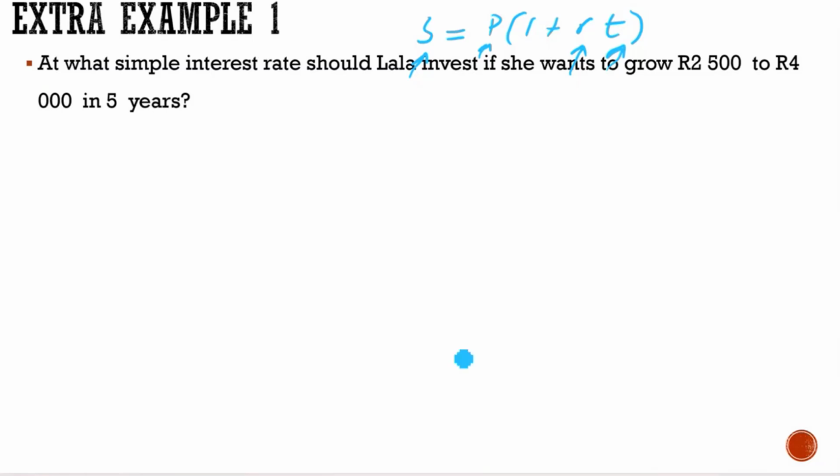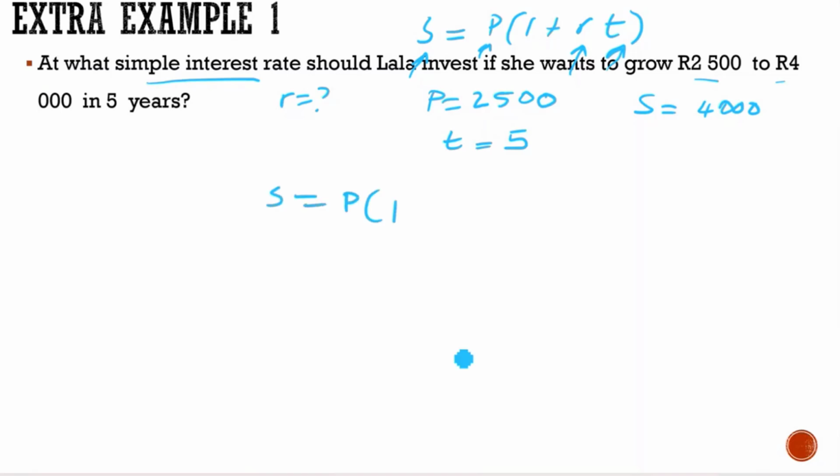So now, at what simple interest rate? So you are looking for R. That's what you don't know. Should Lala invest if she wants to grow these two? So this is starting, this is ending. So now you've got your P is equal to 2.5, and your S is equal to 4,000, and then your T is equal to 5. Okay, so you have decontextualized everything. Go and substitute it into your formula. You've got P into 1 plus RT.